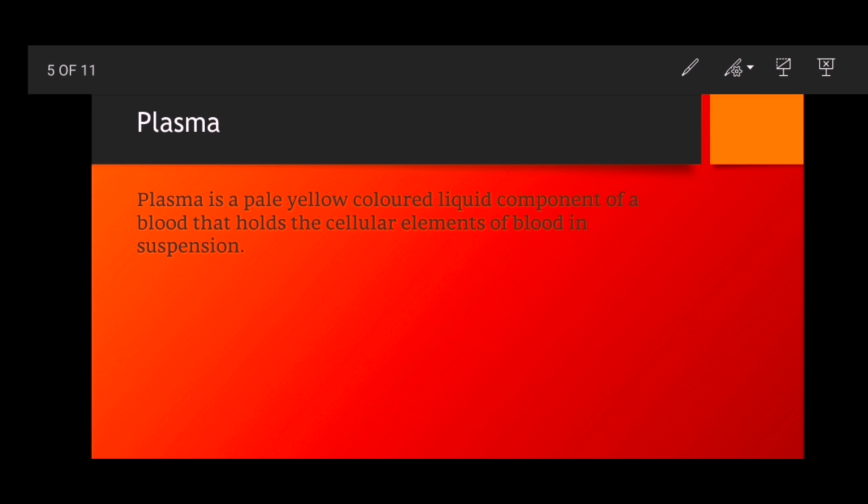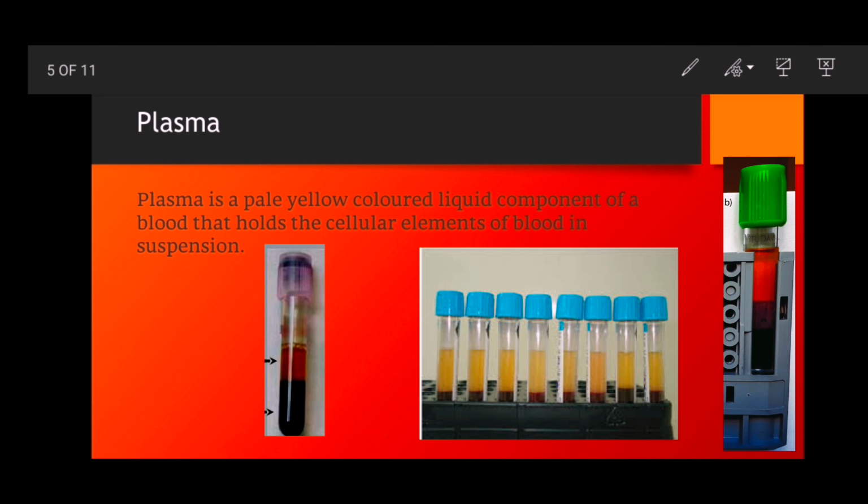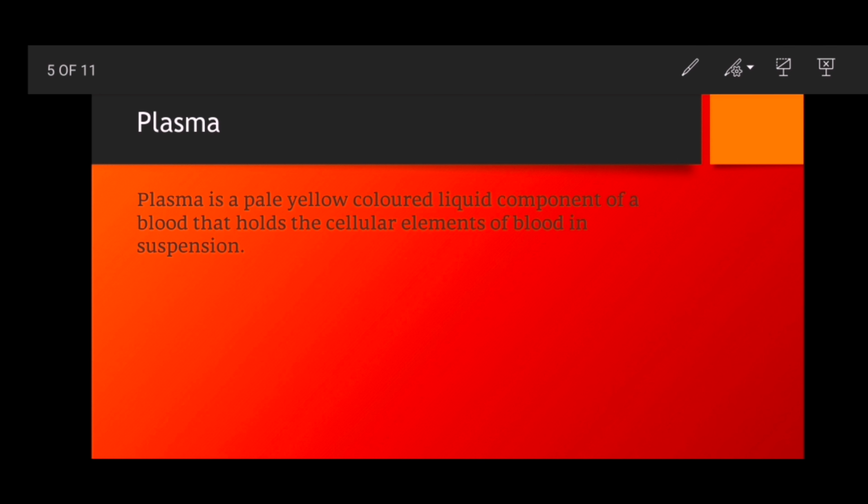So, it is not only with the violet tube that we can get the plasma, but we can also get it from the green tube, which contains heparin, and the blue tube, which contains the citrate. So, if we get it from the green tube, we will call this heparinized plasma. And if it's from the blue tube, we will call this citrated plasma. You can use plasma in the coagulation studies and in the lupus anticoagulant profile for SLE.